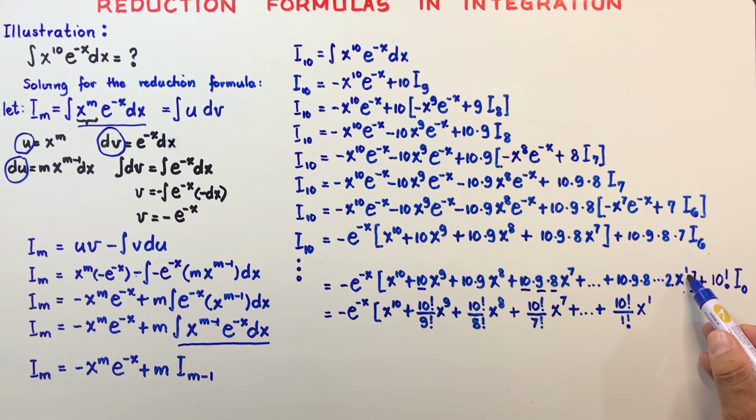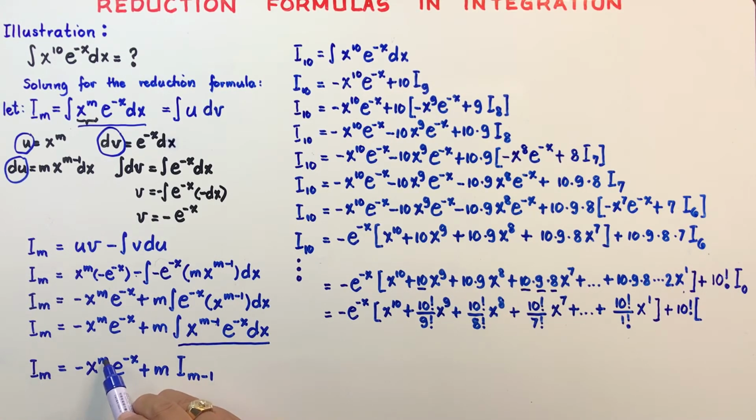So this is it. And this will be added to our 10 factorial times I sub 0, which is negative x to the power 0, which is 1. So negative 1. So negative 1 times e to the negative x is negative e to the negative x. And we stop because this is already 0. And the result will be added to the constant of integration, c.